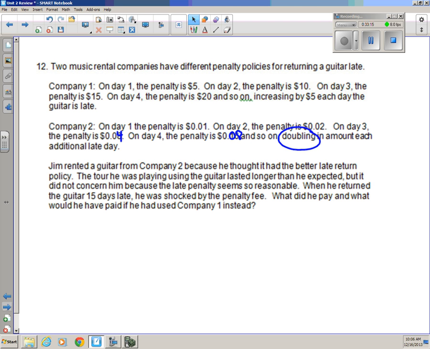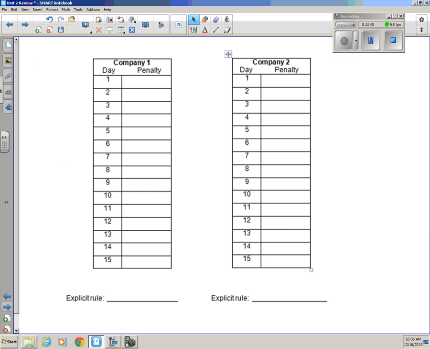Jim rents a guitar from Company 2 because he thought it had a better late return policy. The tour he was playing using the guitar lasted longer than he expected, but didn't concern him because the late penalty seemed so reasonable for Company 2. When he returned the guitar 15 days late, he was shocked by the penalty fee. What did he pay? And what would he have paid if he used Company 1 instead? So the idea is that we just need to kind of fill out this chart, and we can say for the company, for the penalty on Company 1, it's $5 a day.